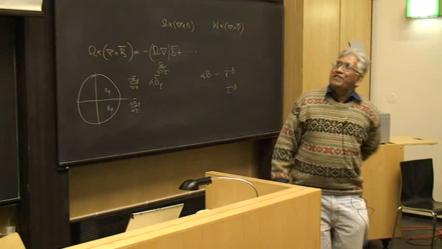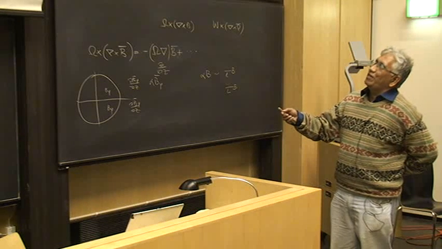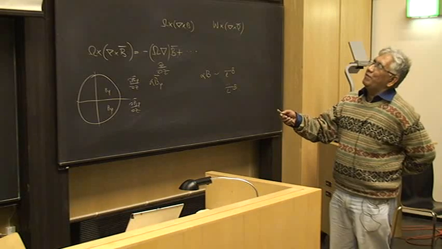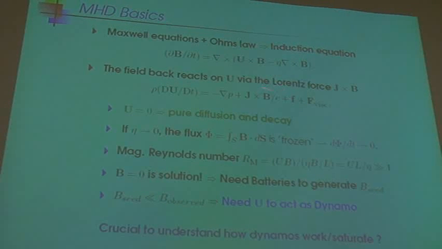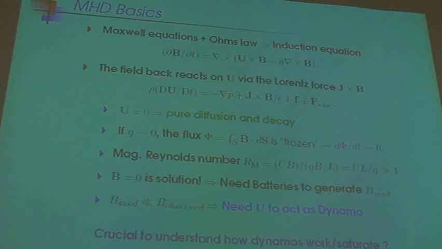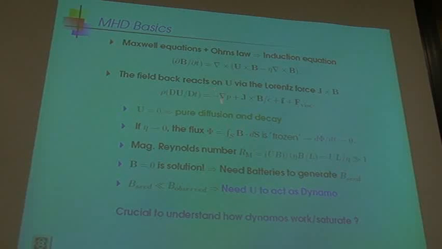So let me recall for you some of the things that we discussed in our last talk, which is basically the MHD system of equations. We had the induction equation coming from Maxwell and Ohm's law. Then I discussed the fact that the field back reacts via the Lorentz force, and I just put down a very simple form of the momentum equation here. And then we discussed these simple consequences. One is that if you put the velocity to 0, then the magnetic field decays because of this diffusion term. On the other hand, if you go to the limit of the diffusivity or resistivity going to 0, then the flux is frozen into the field. And we talked about the magnetic Reynolds number.